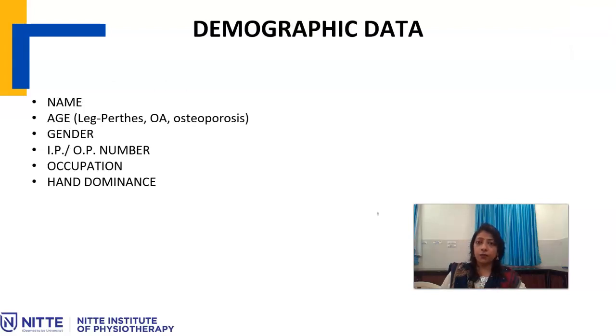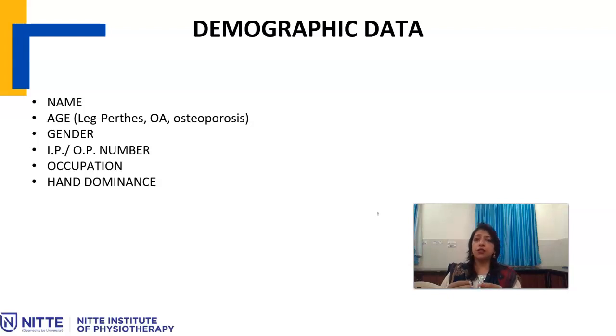Starting with the demographic data, the name has to be understood and noted down. Then the age of the patient, because there are so many conditions which are age specific. Say, any patient above 50 years old is commonly going to develop osteoarthritis or osteoporosis. Legg-Perthes disorder is seen in a younger age group. So OA knee cannot happen in a younger patient, or only rarely. OA knee will happen only in older age because it's a degenerative condition. So age-specific conditions are there.